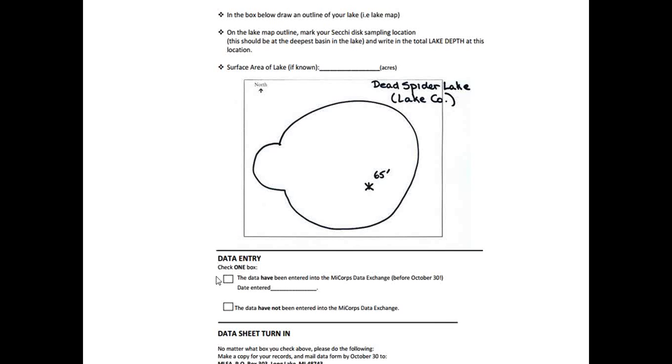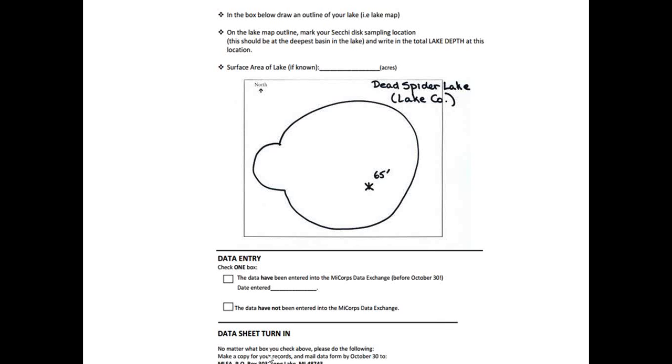On the bottom, we see you check one box. You check if the data have been entered into the MiCorps data exchange, or the data have not been entered into the MiCorps data exchange. So we love it when people can check this first box and enter the data themselves. And I'll talk a little bit about how to do that. But if you're not comfortable with a computer or don't have easy access, you're not required to enter the data into the MiCorps data exchange. In that case, we will enter it ourselves.